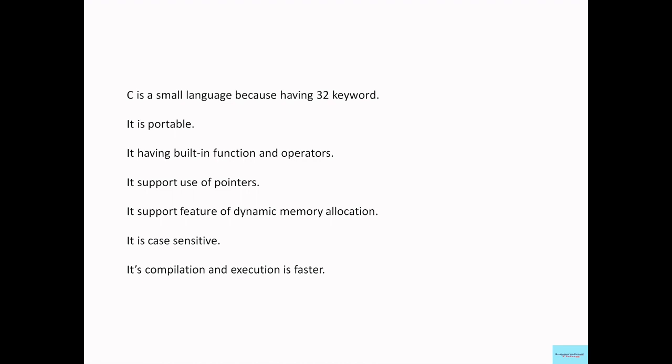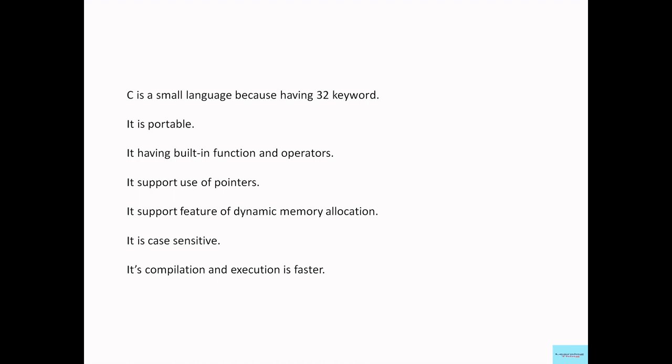C has built-in functions and operators. Using these functions, you can write any complex program. Built-in functions means these functions are already defined and are used to perform some common operations such as mathematical calculation, string manipulation, memory allocation, input output operation, and more. You can directly use these functions and you can write any complex program.